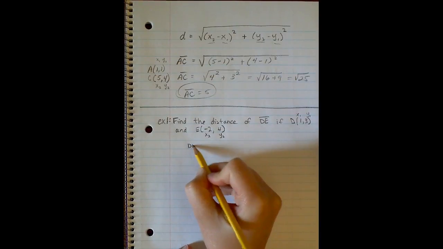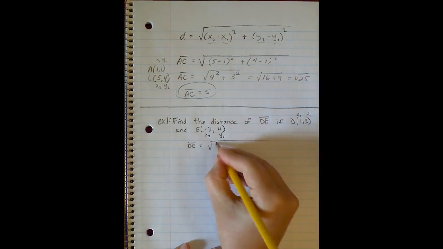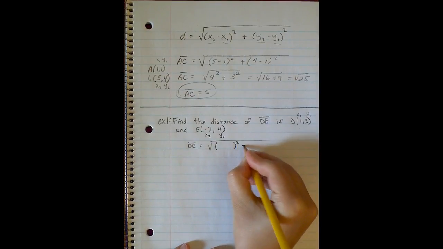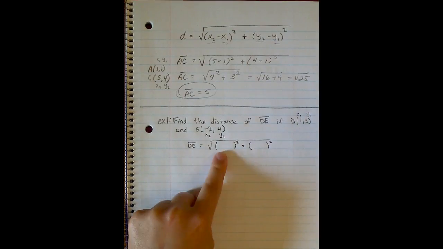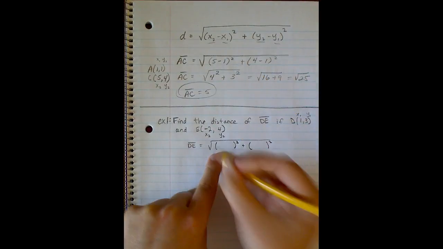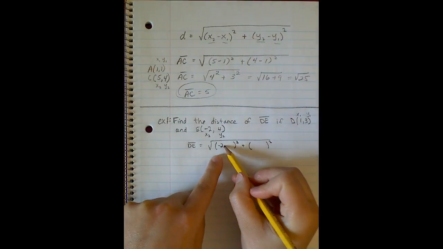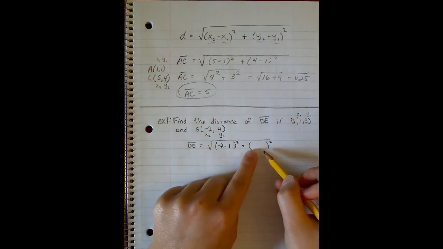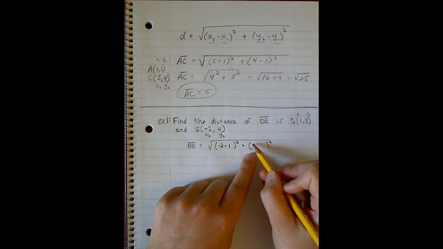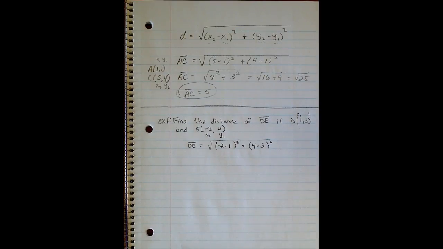So I always want to label what I'm finding the distance of. Don't forget that big square root. And we're just setting it up. So the first thing that's going in my parentheses is x2, which I labeled as -2, minus x1, which is 1, squared, plus y2, which I labeled as 4, minus y1, which is 3. Okay, now we simplify.